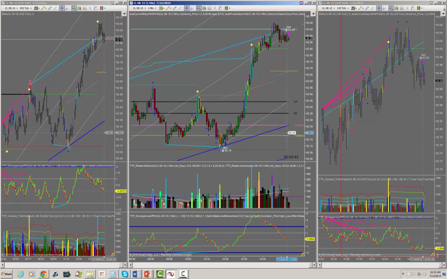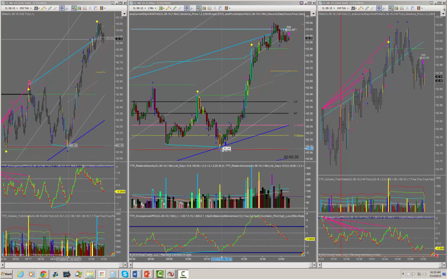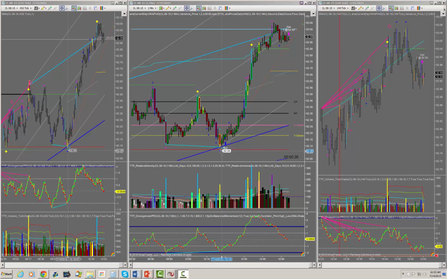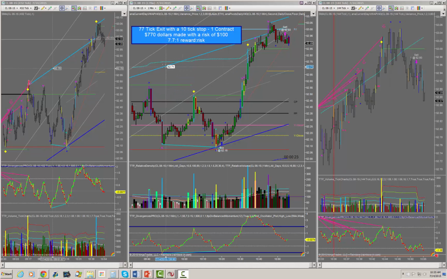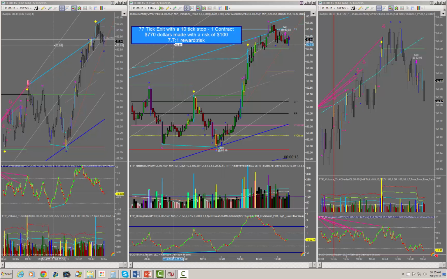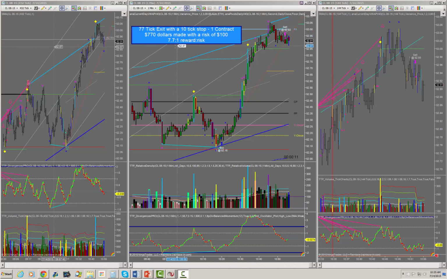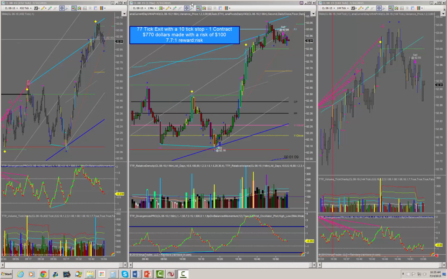So 93 to 16. 77 tick trade. Let's see, I had my stop one tick below here. So what was that? That was 6. So I had a 10 tick stop on this one. So there we go. Made another $770 with the one contract with a 10 tick stop. Okay, so still risking $100, but making 7.7 reward to a 1 risk.